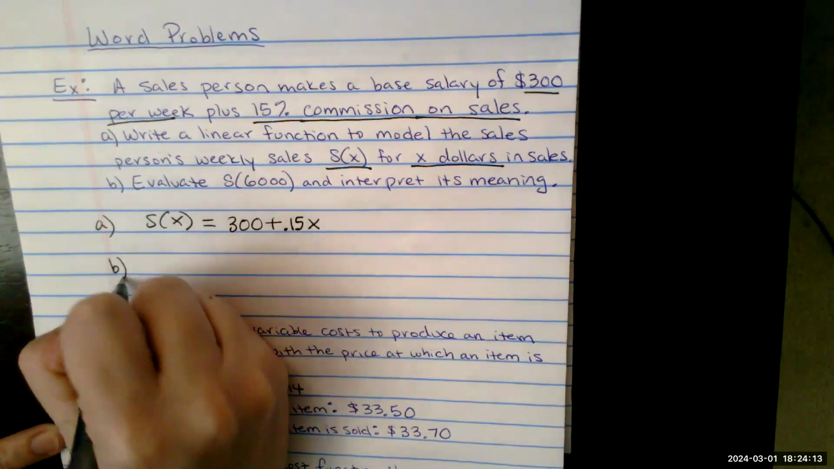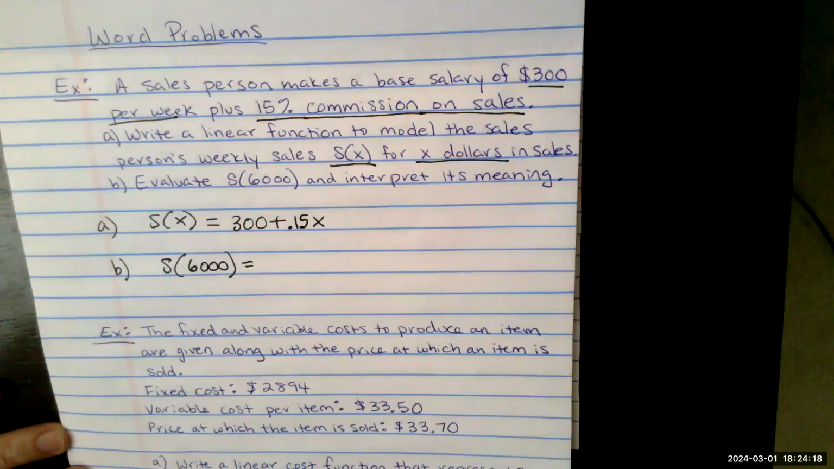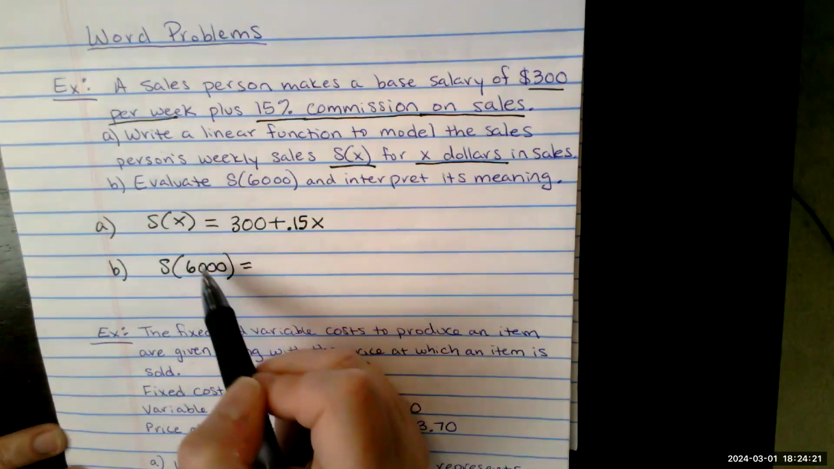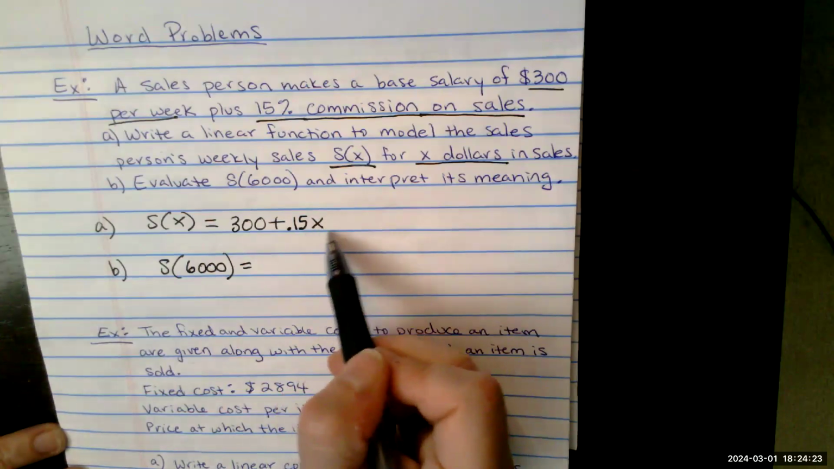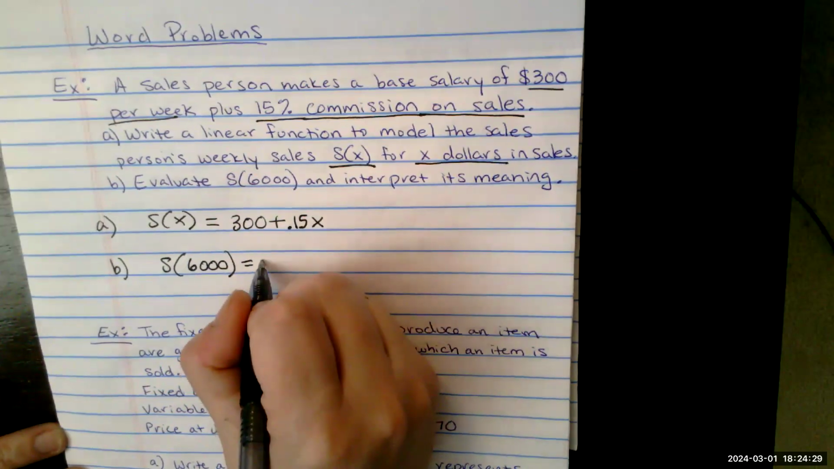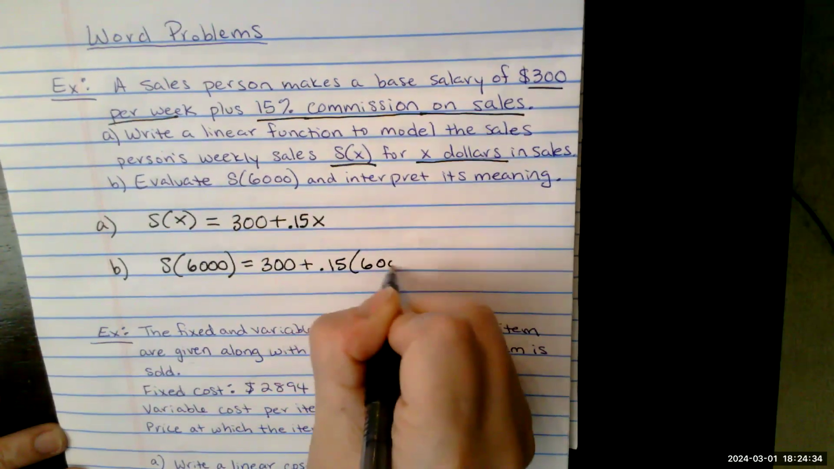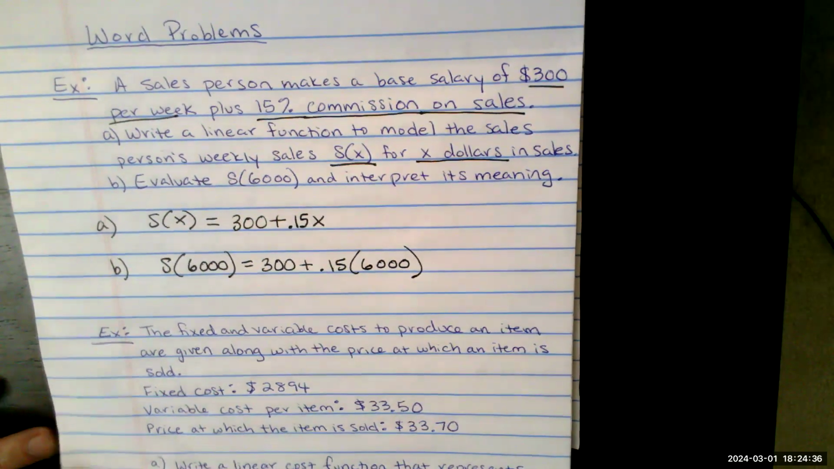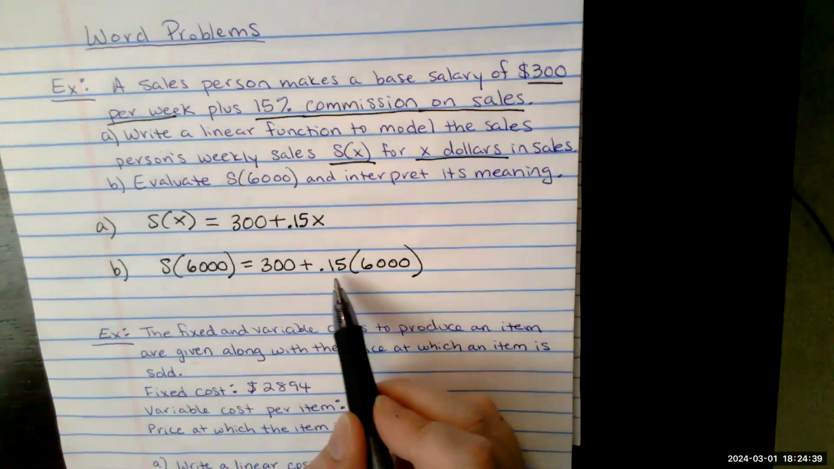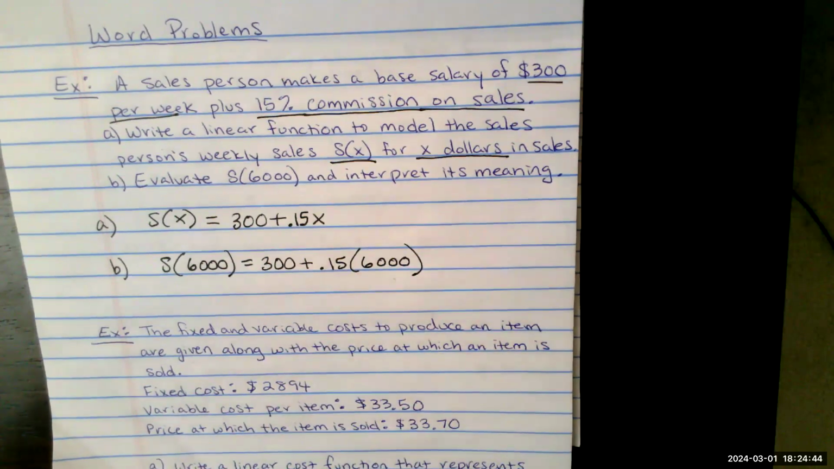So B is asking us to find S of 6,000. What does that mean? They're telling me the X is 6,000, which means I must have sold $6,000 worth of stuff that week. So what I'm trying to find is, what is my salary for the week if I sold $6,000 worth of stuff? Because I don't get that 6,000, unfortunately. But what do I get? I get 15% of it plus my base salary of 300 a week. So I'm going to do 6,000 times 0.15 plus 300.